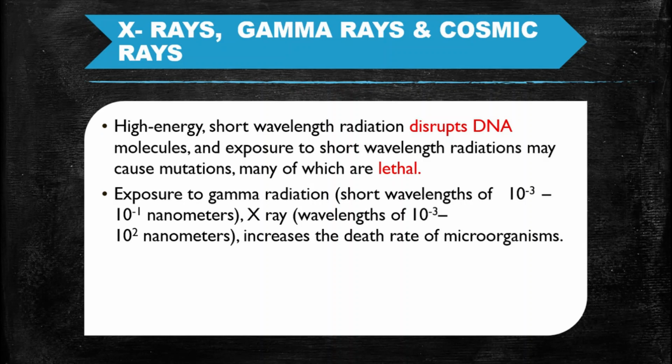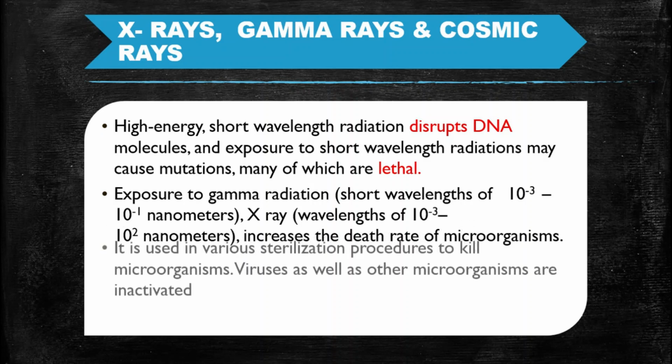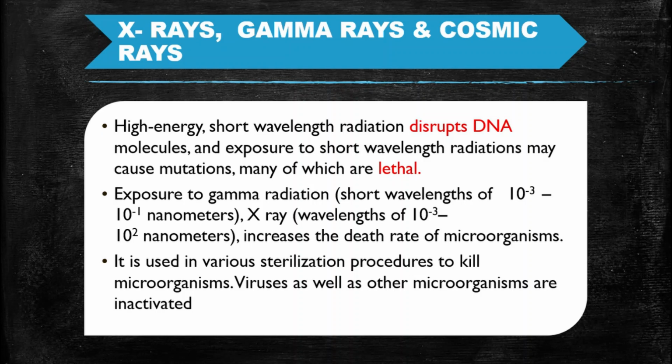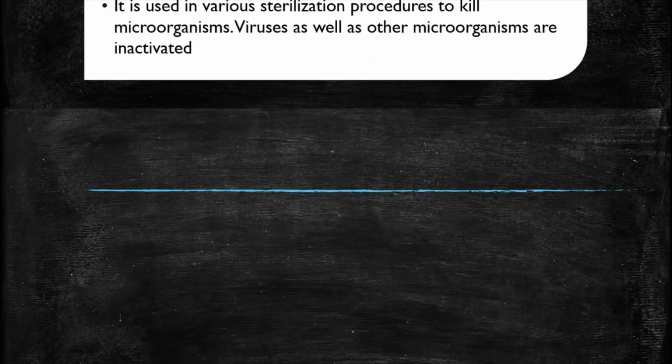For the exposure to gamma radiation, you have to expose to the short wavelength of 10 to the power minus 3 to 10 to the power minus 1 nanometers, while the X-ray has a wavelength of 10 to the power minus 3 to 10 to the power 2 nanometers, and increases the death rate of the organism. So these wavelengths are very harmful to the organism, and that will result in the death of the microorganism. So it is used in various sterilization procedures to kill the microorganism. Viruses as well as other microorganisms are also inactivated by this method.